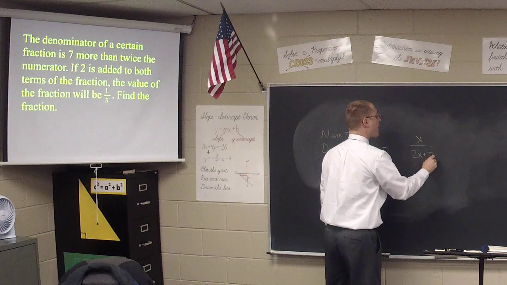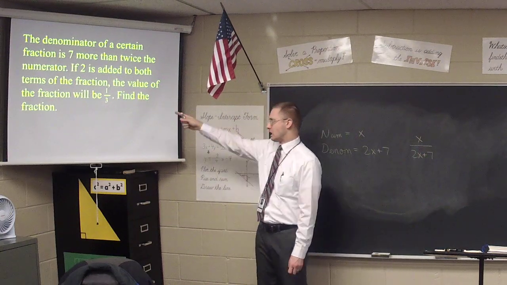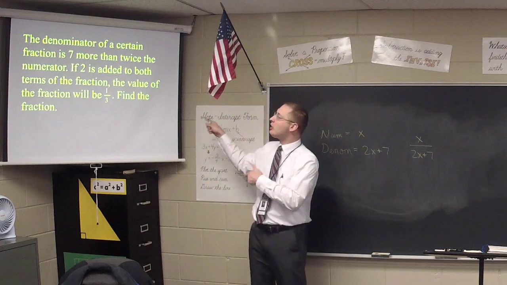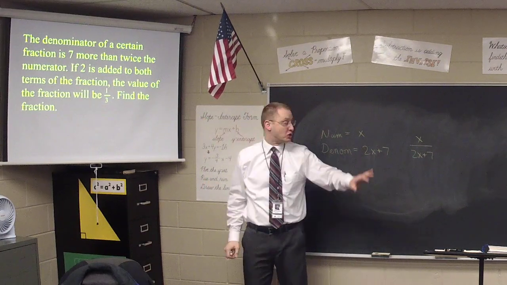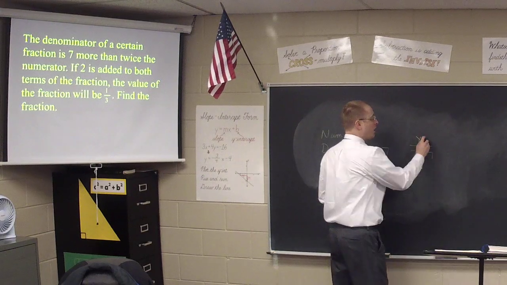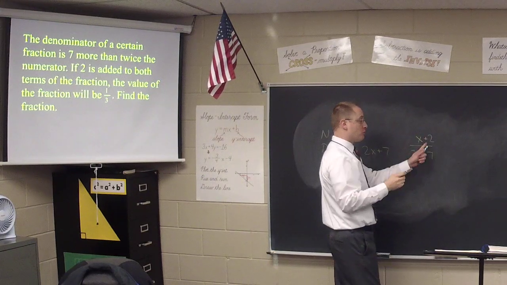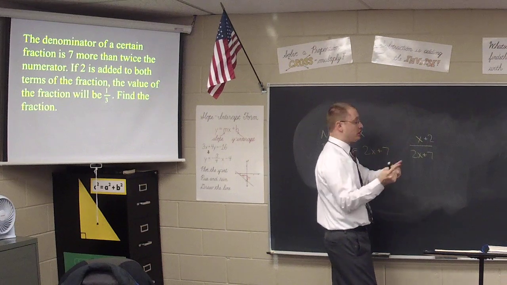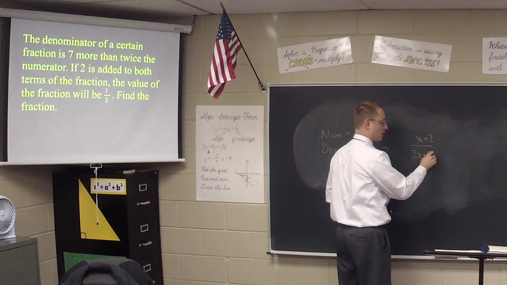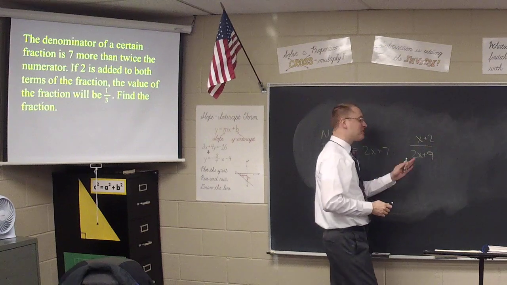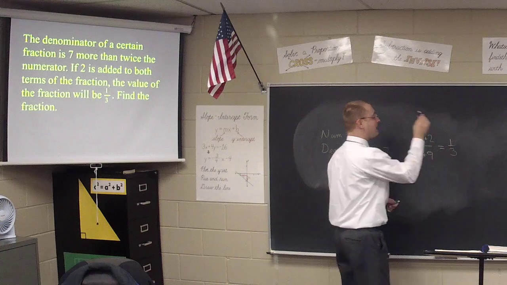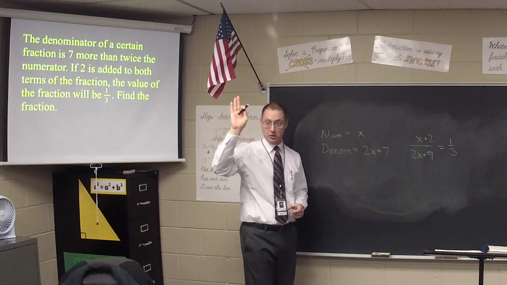Right. However, it doesn't say that my fraction equals a third. It says if I do something to my fraction, it will equal 1/3. What do I have to do to my fraction? Add 2 to the numerator. Good. Add 2 to the numerator to get x plus 2, and add 2 to the denominator to get 2x plus 9. And when I do that, now it's going to equal 1/3. How many have this proportion as your equation?